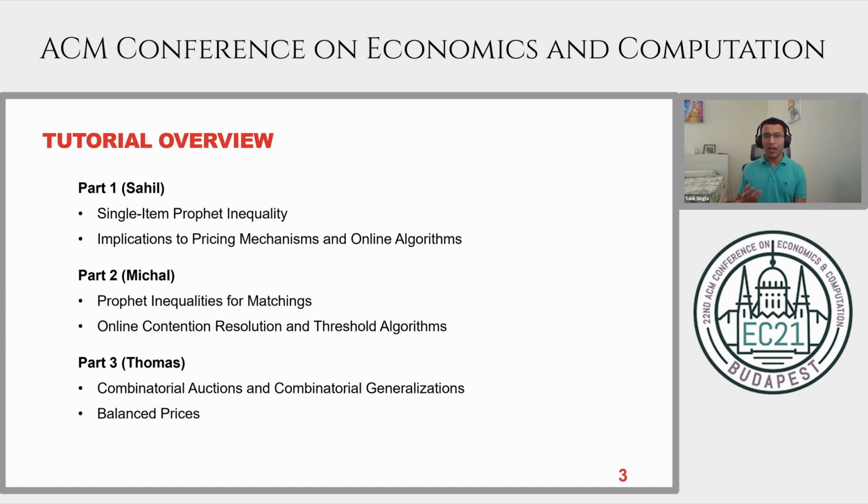algorithms. Part 2 will be by Mihal, where she'll be focusing more on matchings, like how do we design profit inequalities for matchings. And in particular, she'll be focusing on techniques such as online contention resolution schemes. Part 3 will be by Thomas, and Thomas will be talking about much bigger generalizations beyond matchings to combinatorial auctions and even to matroids and other combinatorial settings. And he'll be talking about a technique known as balanced prices.